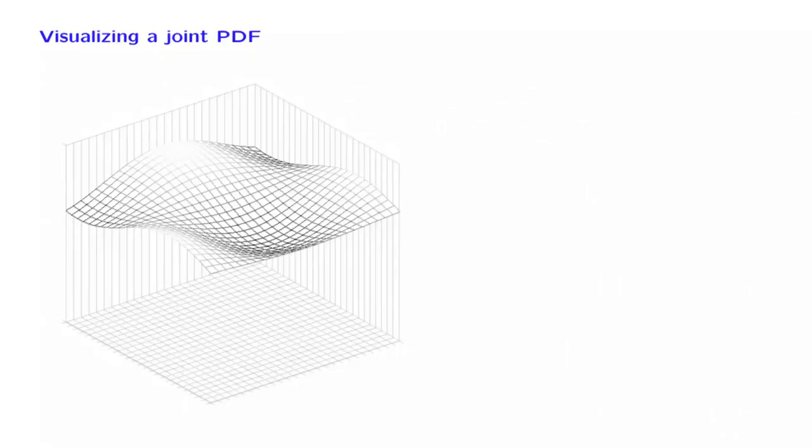A picture will be helpful here. Here's a plot of a possible joint PDF. These are the x and y axes, and the function being plotted is the joint PDF of these two random variables. This joint PDF is higher at some places and lower at others, indicating that certain regions of the xy plane are more likely than others.